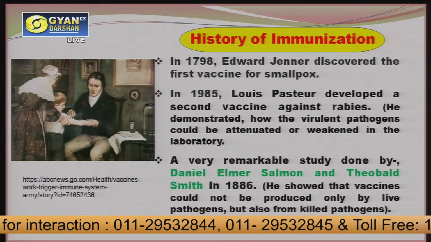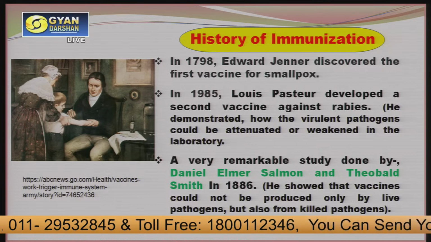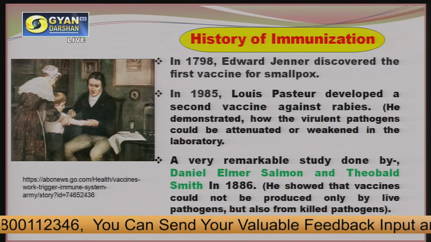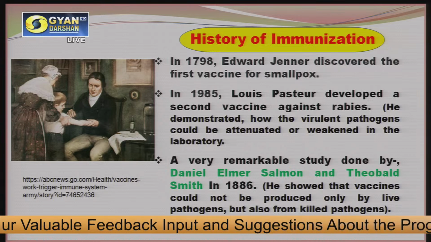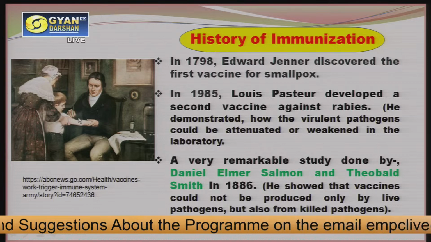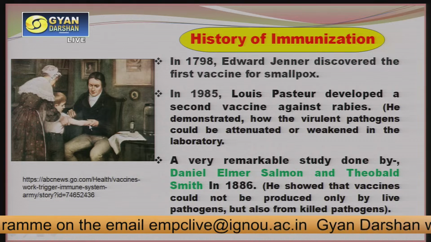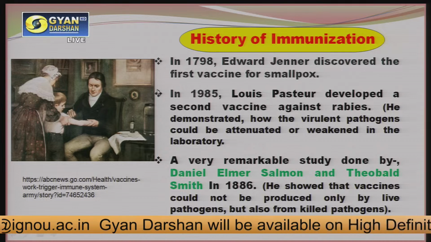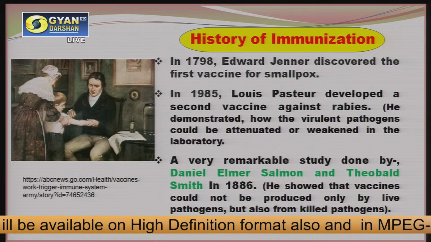Another thing I want to discuss is the history of immunization. In 1798, Edward Jenner discovered the first vaccine, for smallpox. You can see in this figure Edward Jenner utilizing the vaccine, basically the smallpox vaccine.